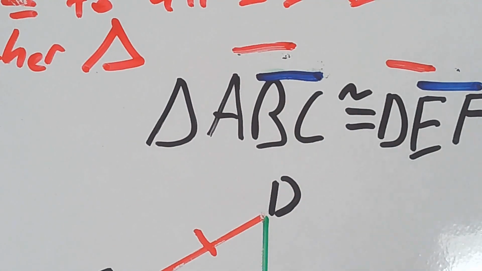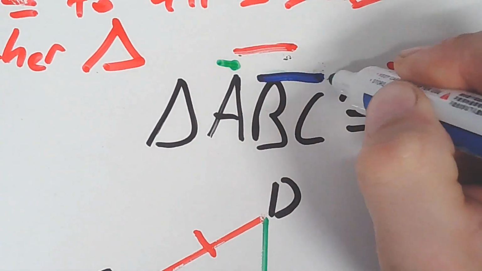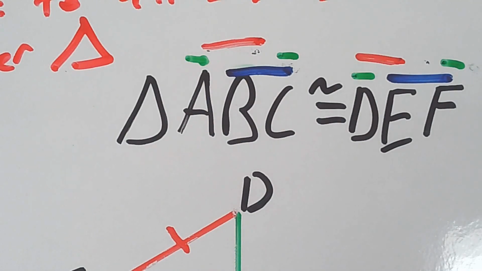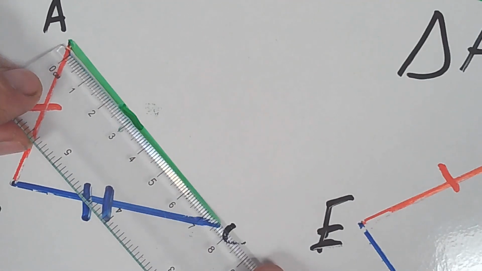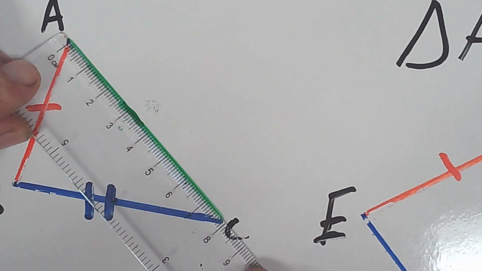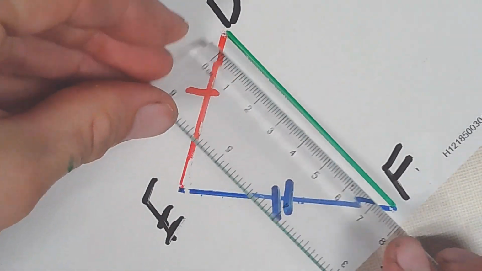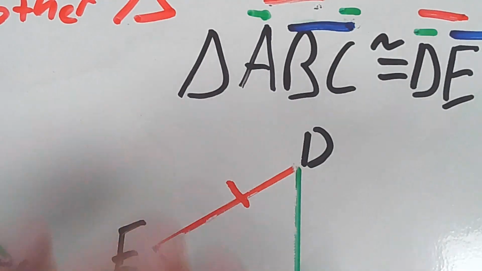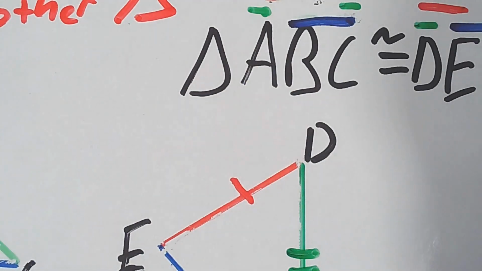So that is true. Okay, and then finally, I have A to C and D to F. Those should be congruent. So I have A to C, and that is about 8, and D to F is about 8. So that is true. So this postulate shows true, right?